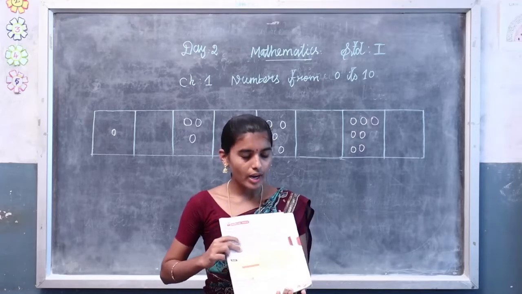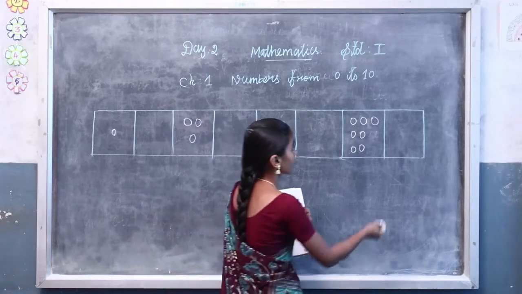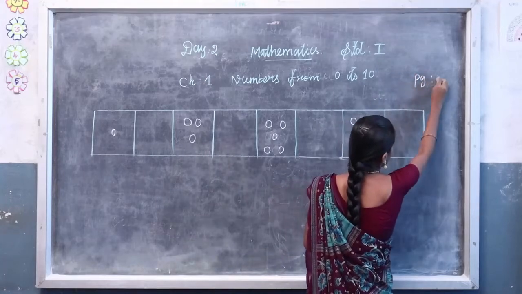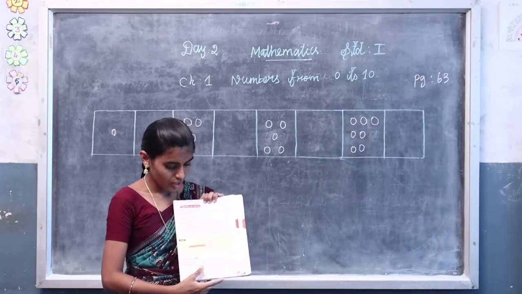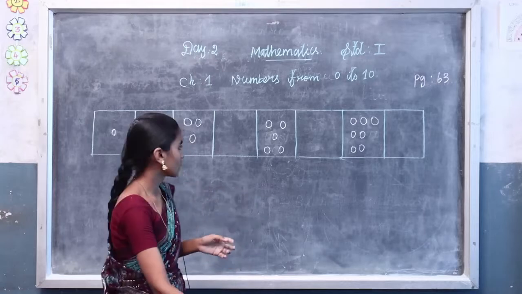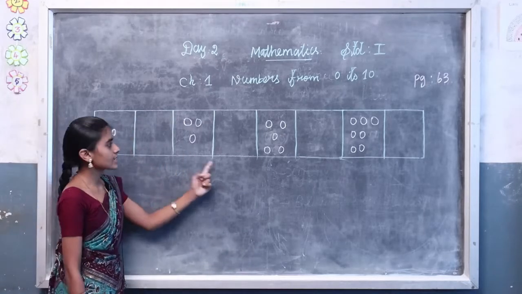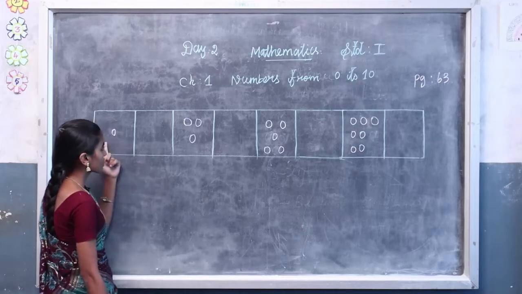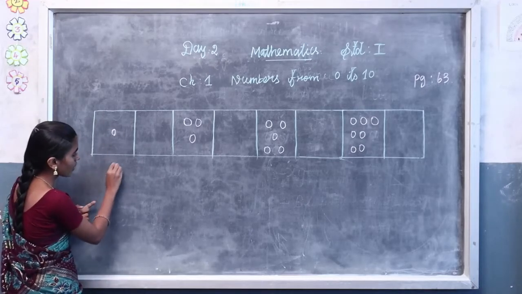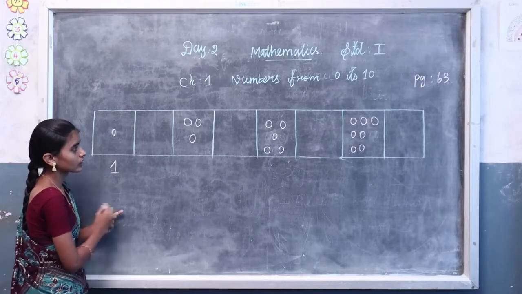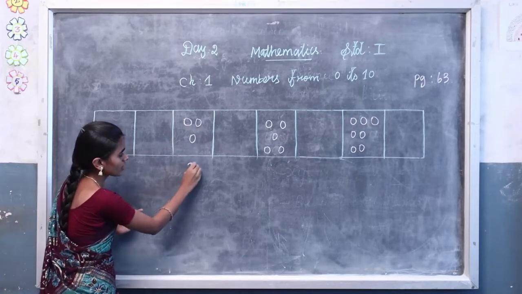Now all of you take your Oxford Seasons book, page number 63, and take a pencil also. See the last box. There are some boxes, and some balls in the boxes. First count the balls in the boxes. Here is only one ball. So 1. How many balls are there? 1, 2 and 3. 3 balls.